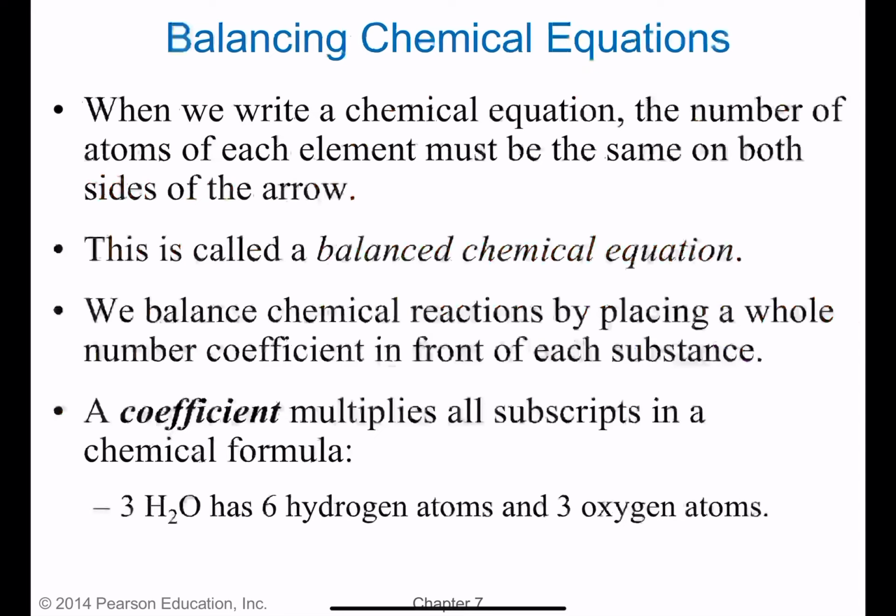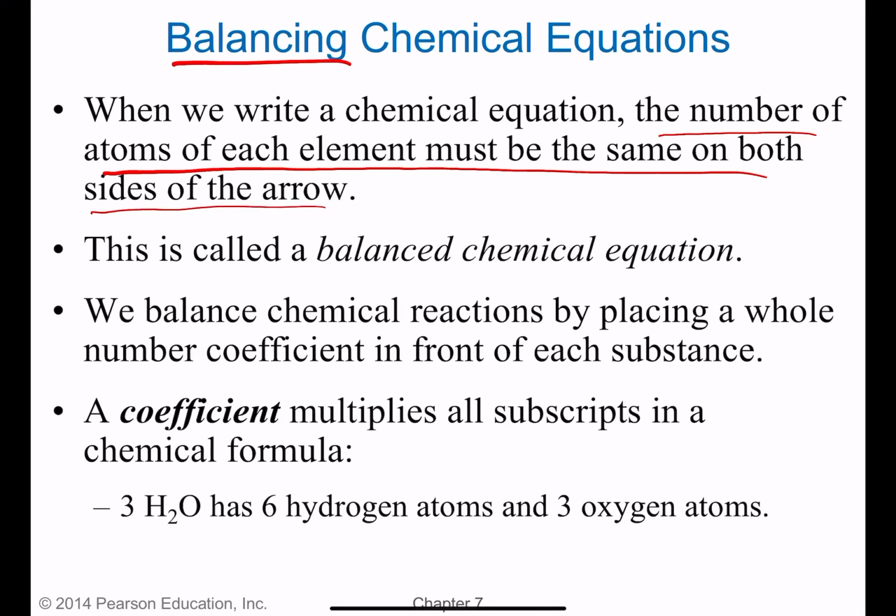So then next thing, when we write a chemical reaction or chemical equation, it's really important that the number of atoms of each element must be the same on both sides of the arrow. So this is getting into balancing. We're just talking about the essentials of chemical equations and what we mean, but whenever you have a chemical equation, you need to make sure that it's balanced.